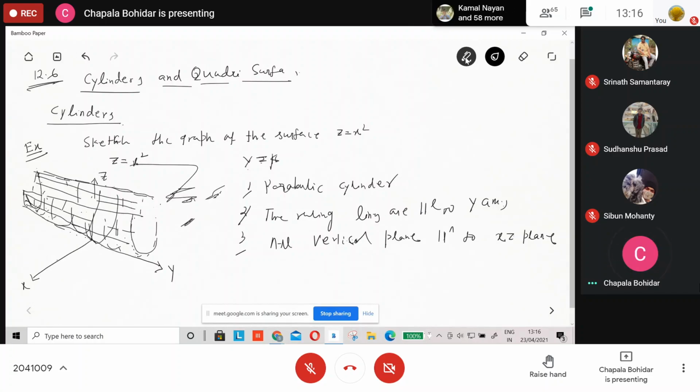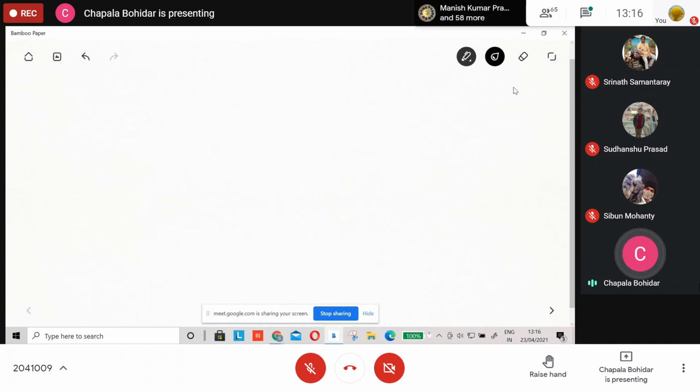Now, another example. Identify and sketch the surface. A is x square plus y square is equal to 1, and B is y square plus z square is equal to 1.